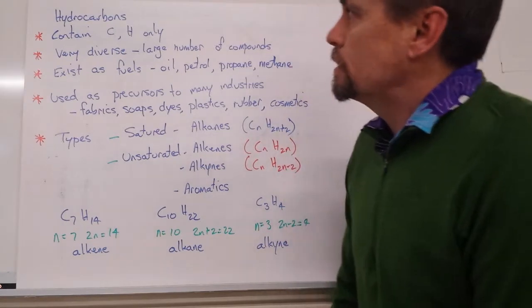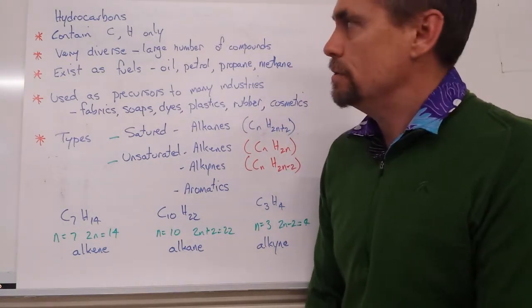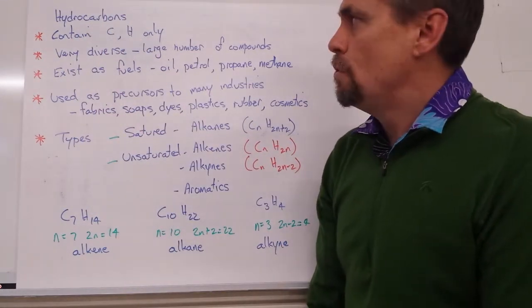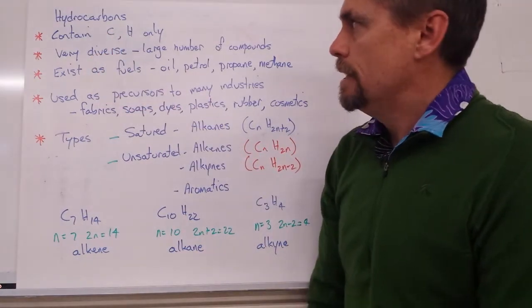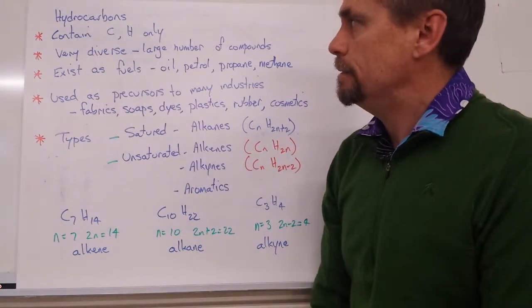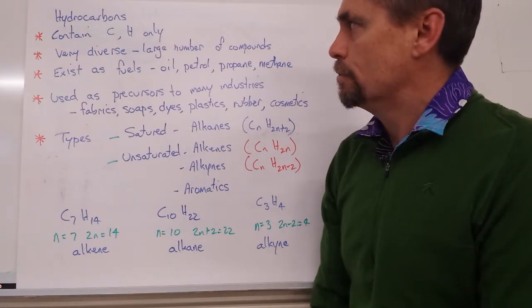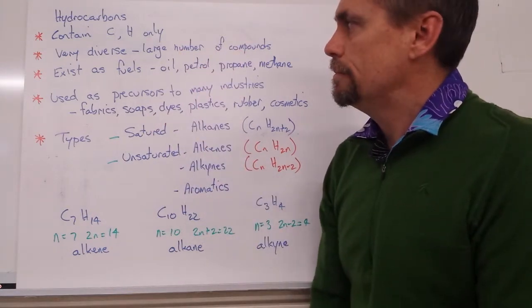Okay, let's look at what's commonly known as the simplest family of organic molecules, and they're called the hydrocarbons. They're called the simplest form because they contain only carbon and hydrogen, hence the word hydrocarbon. Now, hydrocarbons are a very diverse molecular group. There are a large number of compounds within this group.